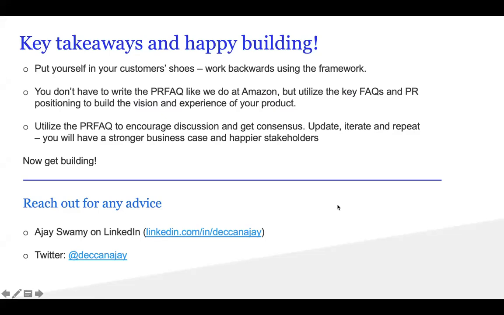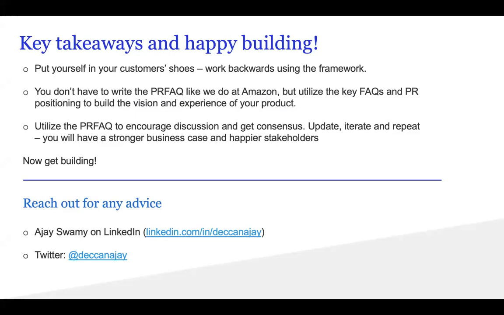So this brings us to the end. Here are some key takeaways. Number one, I don't think it can be said enough: always put yourself in your customer's shoes. When in doubt, always go back to your PRFAQ. Look at what your customer problem was. Look at what their needs are. Look at what kind of benefits you can drive for them, and always work backwards.